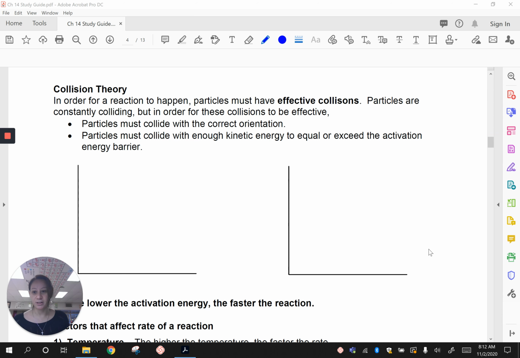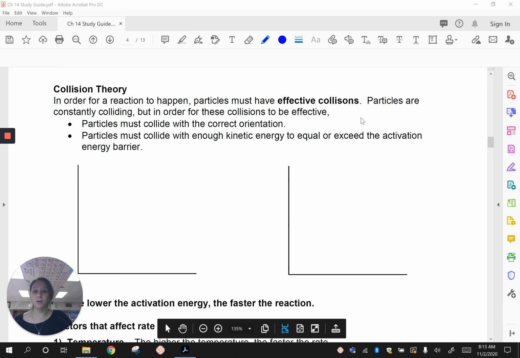Now, collisions happen all the time, but the reactions don't always occur. For example, if I have a match and I light it, what's happening is that the oxygen particles in the air are reacting with the wood particles in the match. But if I don't strike the match, there's no reaction, even though the oxygen particles in the air are constantly colliding with the wood. Why? Because they're not effective collisions. In order for the collisions to be effective, I need to give it a little bit of activation energy. So I strike the match and then the reaction occurs.